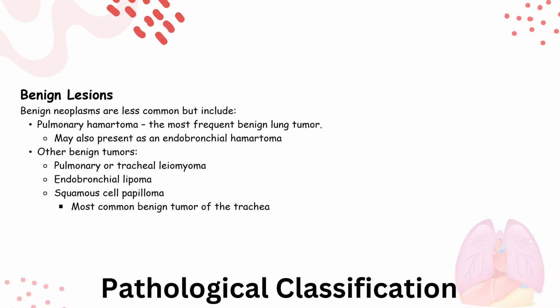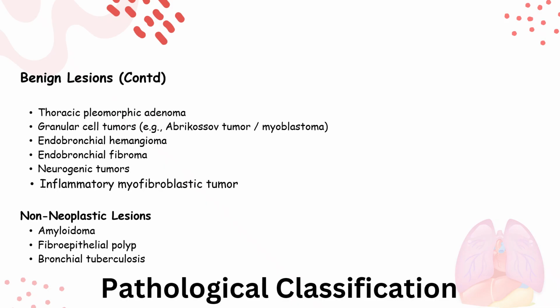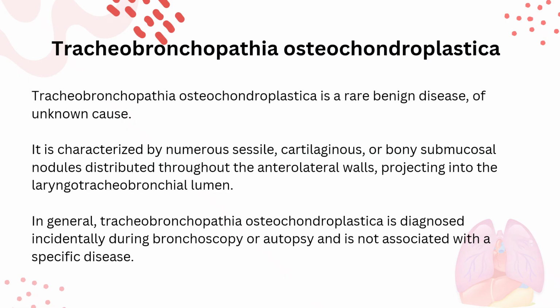Other lesions include leiomyoma, lipoma, papilloma, pleomorphic adenoma, granular cell tumor, endobronchial hemangioma, fibromas, neurogenic tumors, inflammatory myofibroblastic tumors, as well as non-neoplastic lesions like amyloidoma, fibroepithelial polyps, and bronchial tuberculosis. This week's case was Tracheobronchopathia osteochondroplastica.